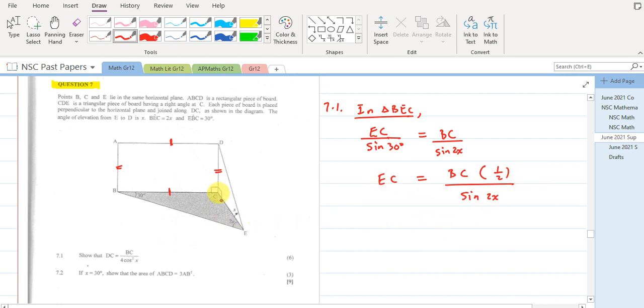Now since we have EC, let's try to find DC. So in the right angle triangle DEC, I can just apply SOHCAHTOA here because we have a right angle triangle.